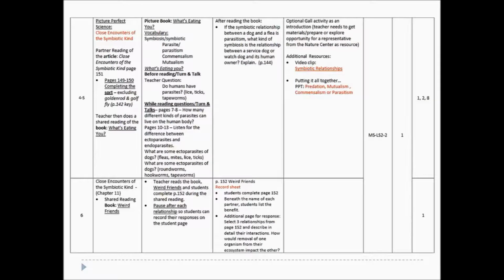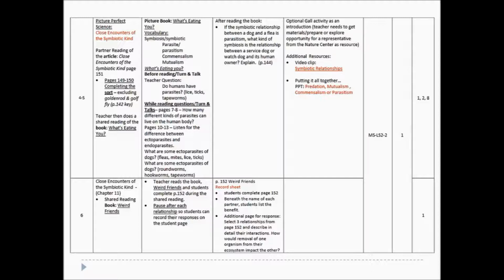Lessons 4 through 6, Close Encounters of the Symbiotic Kind, is a resource from Picture Perfect Science and includes 2 picture books, What's Eating You and Weird Friends. These were included within your material kit and are to be used for shared reading.